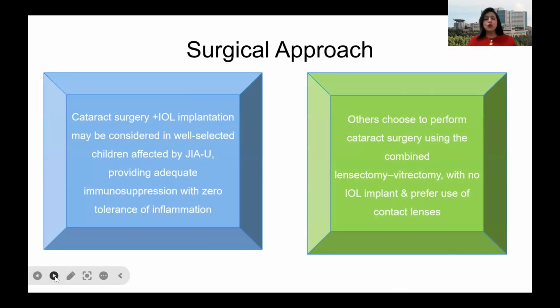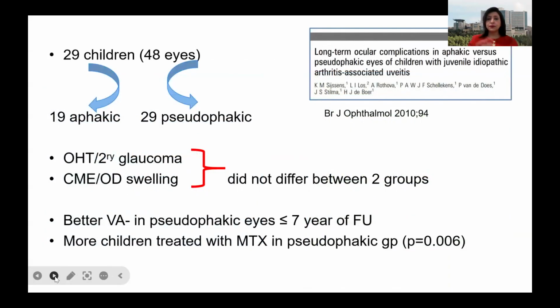So cataract surgery with IOL implantation may be considered in well-selected children. However, we know that others choose to perform combined lensectomy, vitrectomy with no IOL implantation. This study from 2010, before the use of the biologic therapies, showed us the long-term ocular complications in pseudophakic versus aphakic eyes. And there were no significant differences between these two groups of eyes with regard to complications like secondary glaucoma, CME, and optic disc swelling.